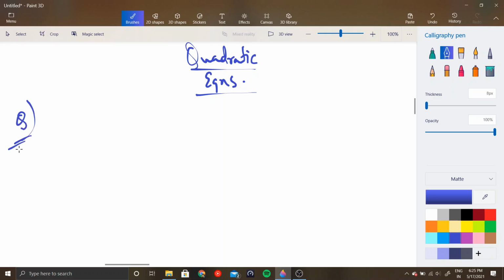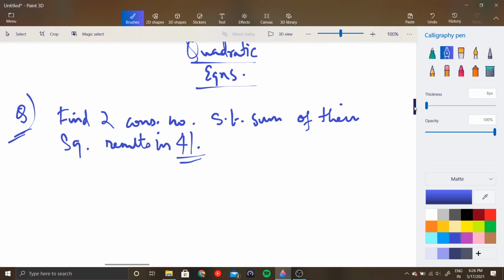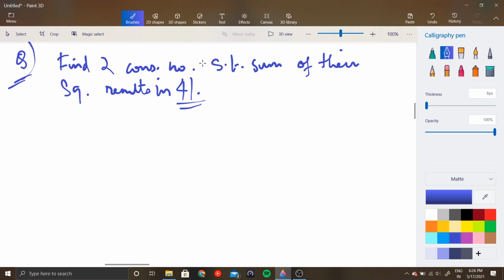So what are these problems? You need to first figure out the equation and then solve it. So the first question goes like this: find two consecutive numbers such that the sum of their squares results in 41, right?